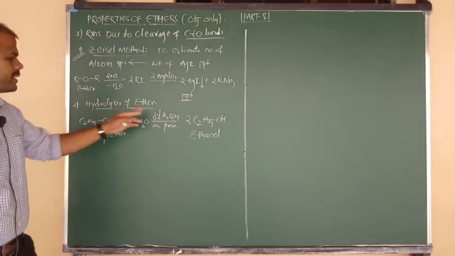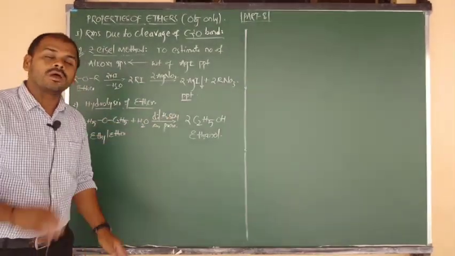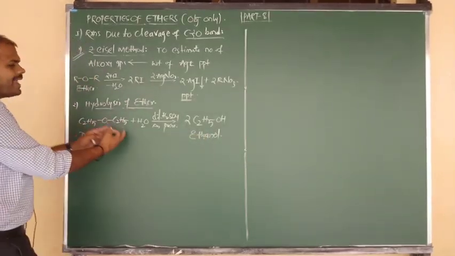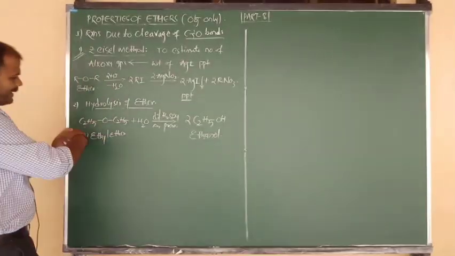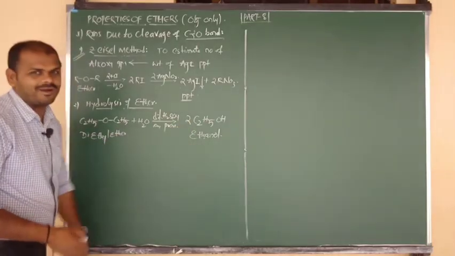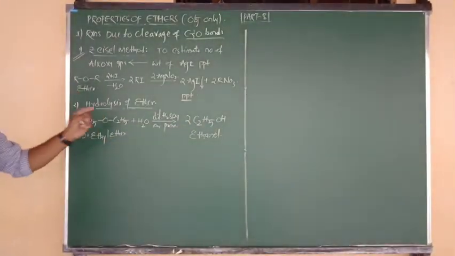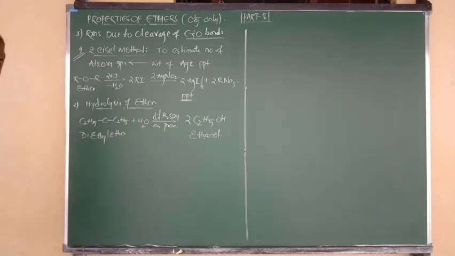So ethers upon reaction with dilute H2SO4 form alcohol as the product. Diethyl ether gives ethyl alcohol, dimethyl ether gives methyl alcohol. Like that we can prepare alcohols from ethers upon hydrolysis with dilute sulfuric acid.